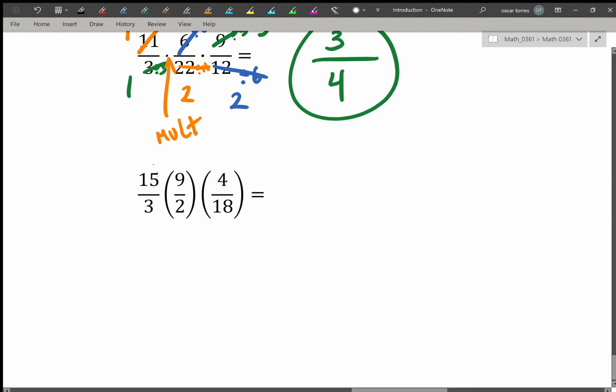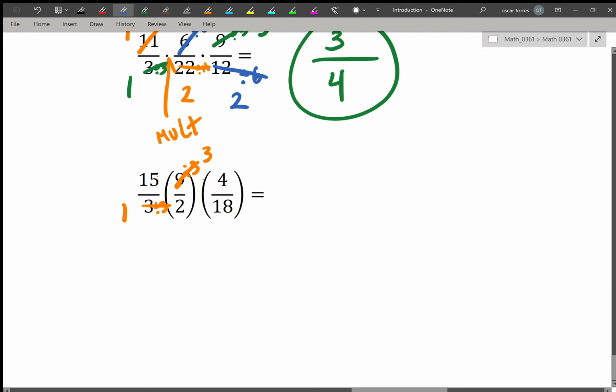So if we look at 15 and 2, we can't do anything to that because there's no number that goes into both 15 and 2. But we can look at the 3 and the 9. What number fits into both 3 and 9? Well, that would be the number 3. So we can divide both of these by 3. 3 goes into 3 one time. 3 goes into 9 3 times.